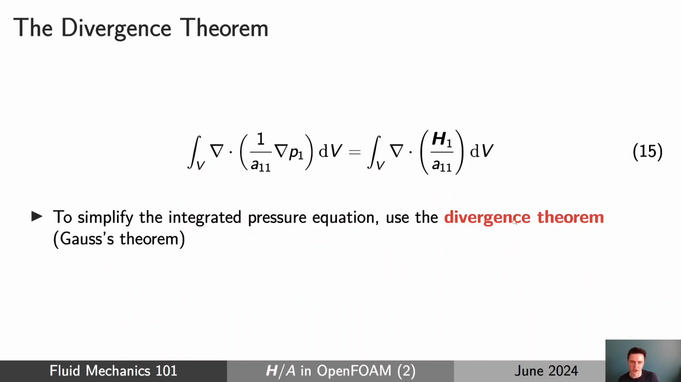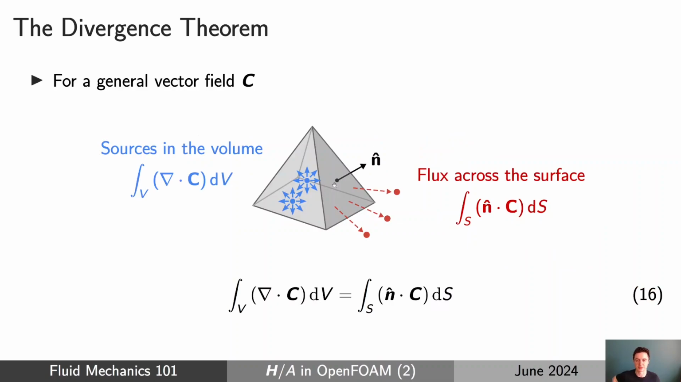So how do we do this? Well, this integral looks fairly complicated, but what we notice is that on both the left and the right hand sides we have the integral of the divergence of a vector field, and so we can simplify this by using the Divergence Theorem, which is also known as Gauss's theorem. And the way I'd like to explain that to you is just by going through a general application of the Divergence Theorem, what it means, and then we're going to apply it to the equation that we've just seen there. So what I want you to do is think about a general vector field C.